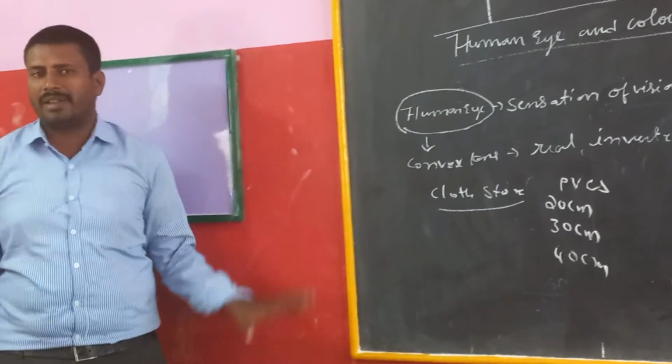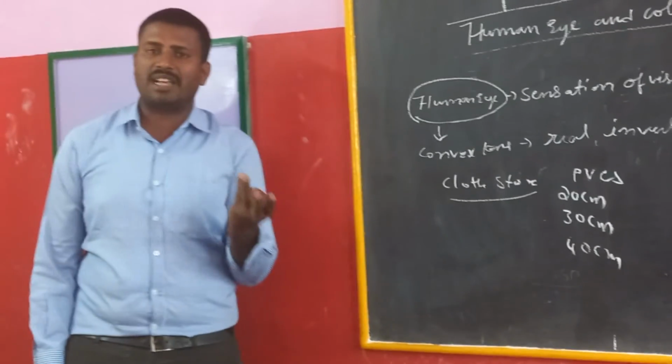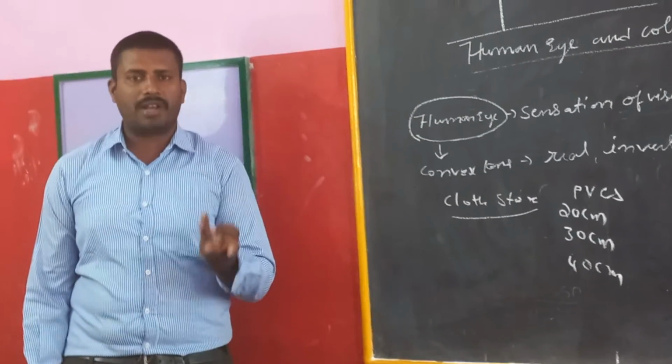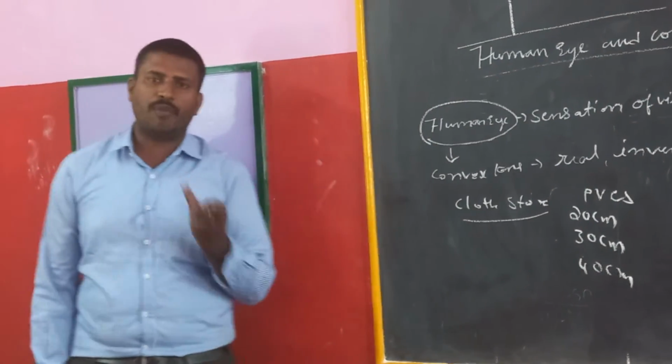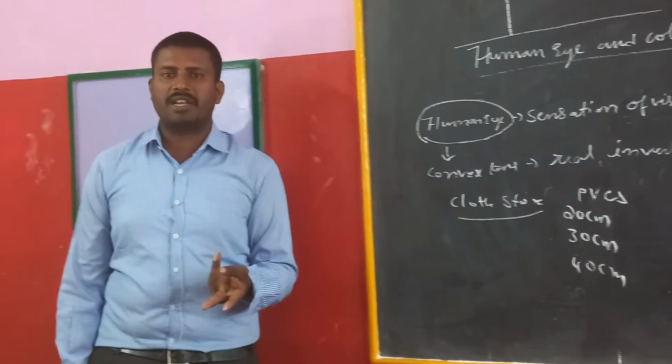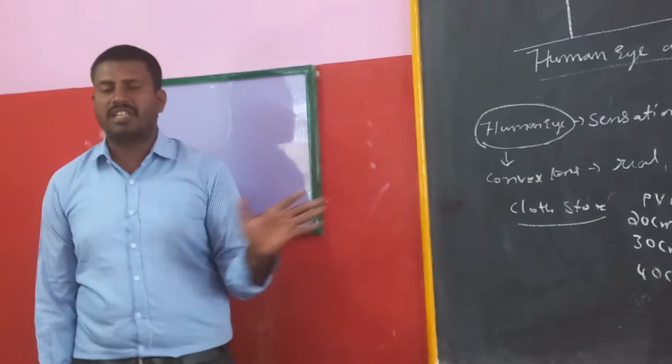Finally, what we conclude in this class is that the least distance of distinct vision for normal healthy persons is 25 centimeters. The angle of vision for a healthy person is 60 degrees.